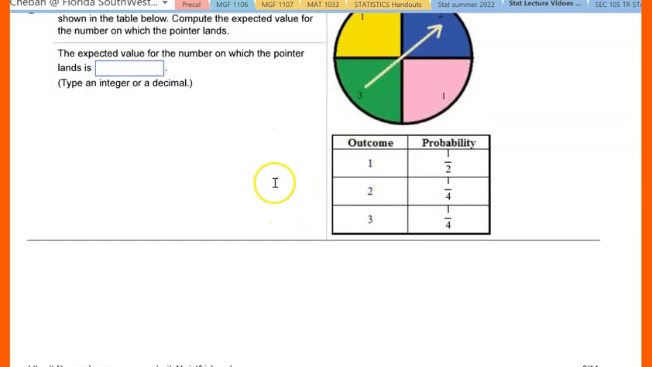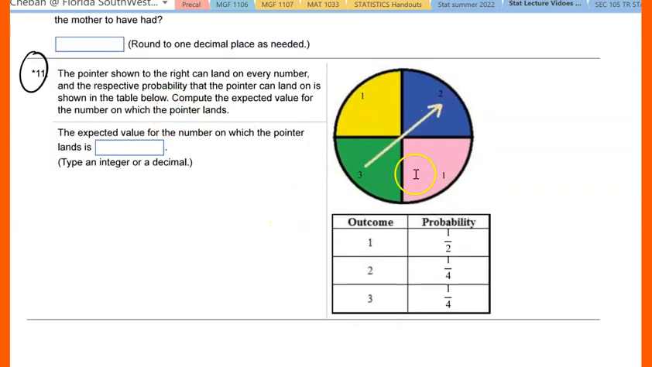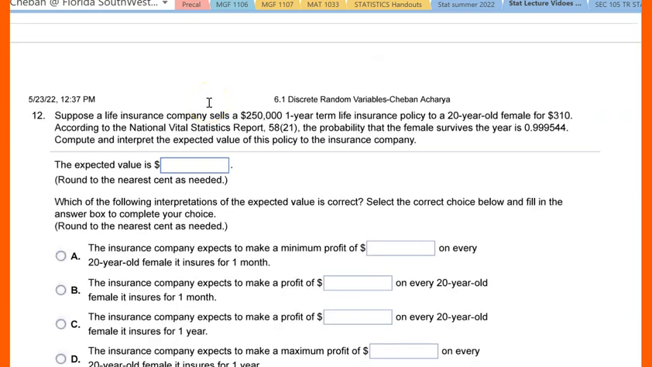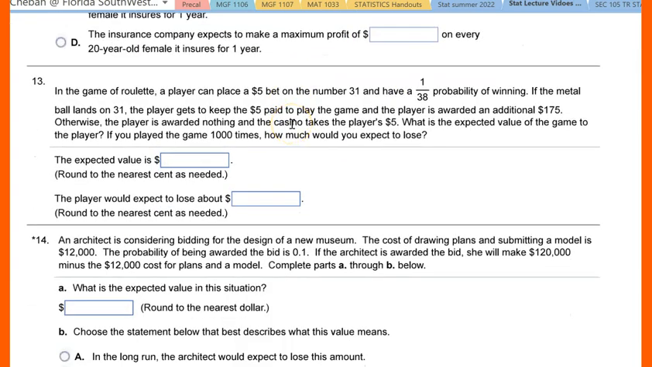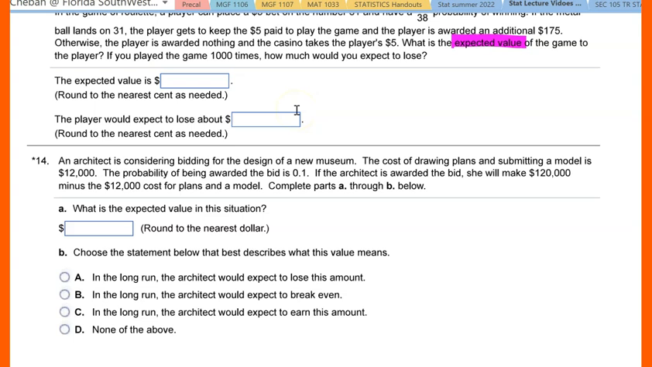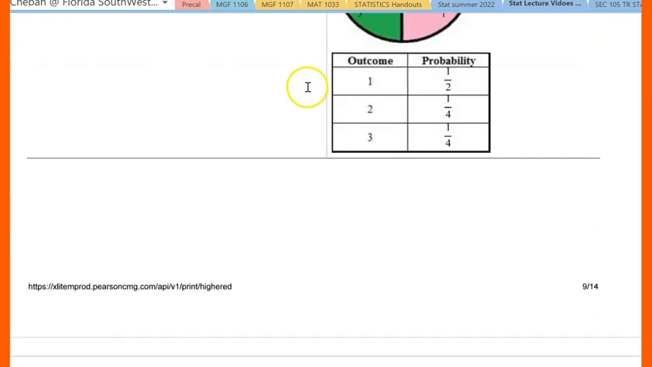Question number 11. Here you see that this is the game. The pointer can land on the outcomes shown in the table. Compute the expected value. Here the question is to find the expected value, and I want to point out that all the questions after 11 are about finding the expected value.